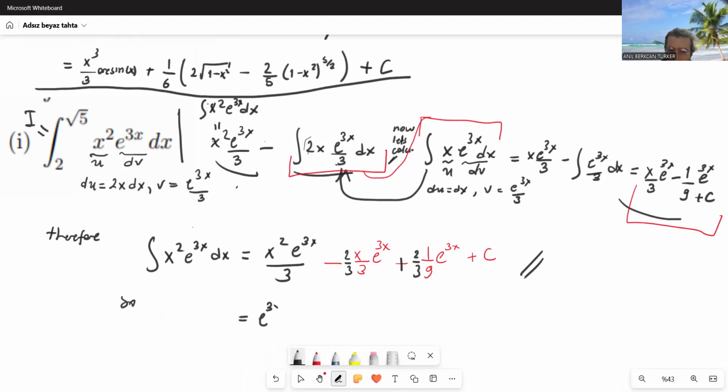e to the power 3x over 3, times x squared minus 2x over 3 plus 2 over 9. Yes, this should be 3, by the way. No, correct, that's correct. Okay. When you put the boundaries, you will get your answer.